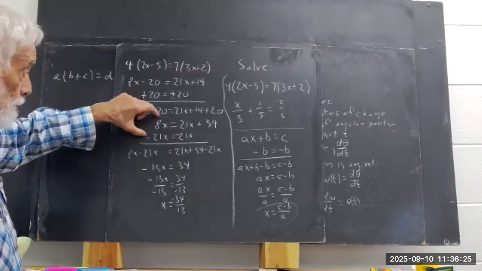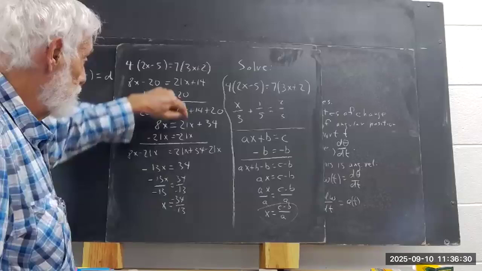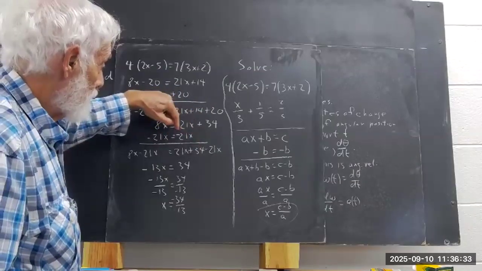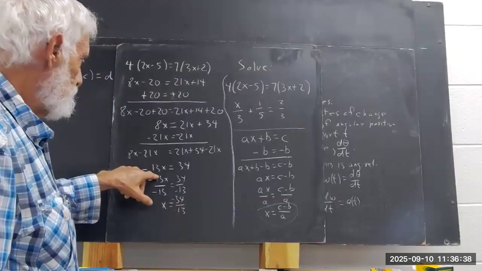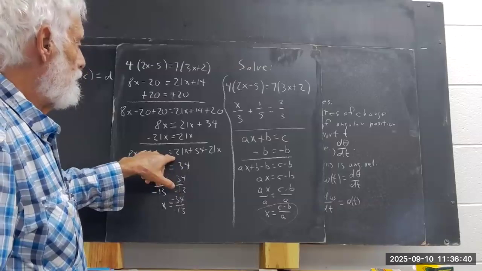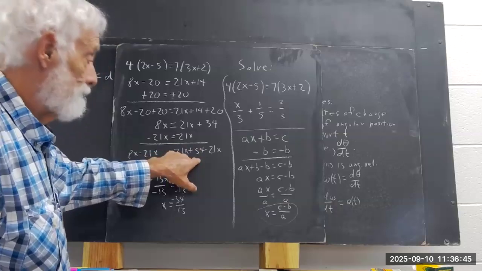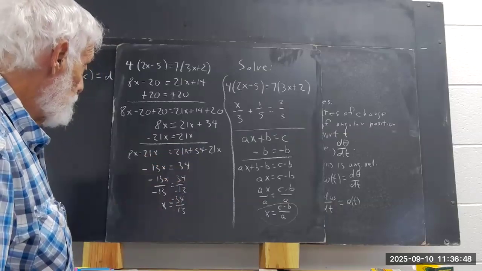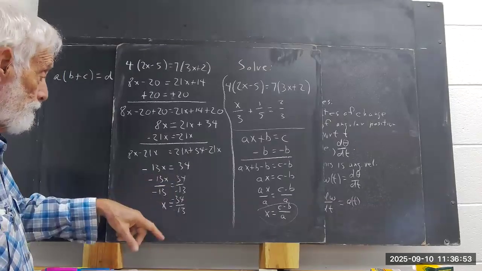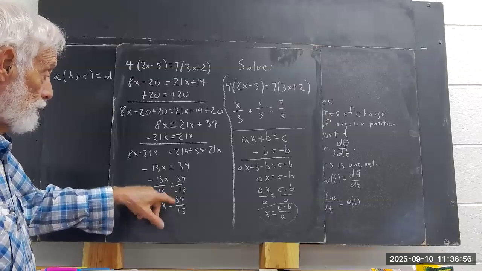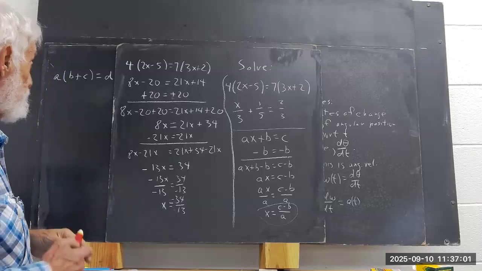So we're going to get 8x minus 21x when we subtract the left-hand side, add the left-hand sides, add the right-hand sides, we get 21x plus 34 and a minus 21x. 8x minus 21x is negative 13x. This side simplifies to 34 because the 21x's subtract off leaving us 34. And then we have an equation where we can simply divide by negative 13, both sides. We get x equals negative 34 over 13. Okay.